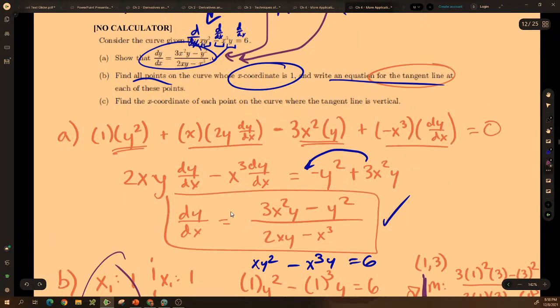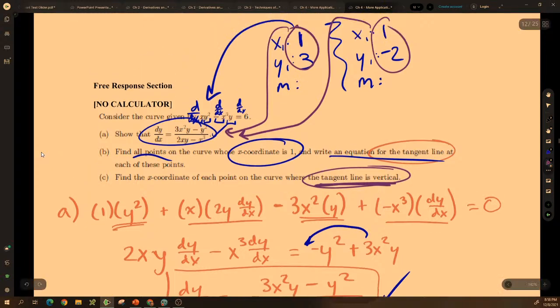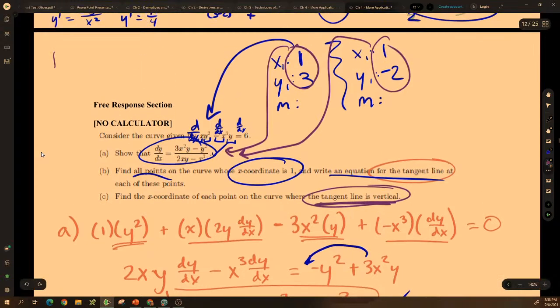And then C, we have find the x-coordinate of each point where the tangent line is vertical. So if I ever see something like this, I could see tangent line horizontal, or I could see tangent line vertical. For tangent line horizontal, I know that m is 0, which on these implicit ones, dy dx, equals, I'm going to call this like p of x, the numerator, over q of x, the denominator. We're going to set this to 0, but really it's just the top needs to equal 0.